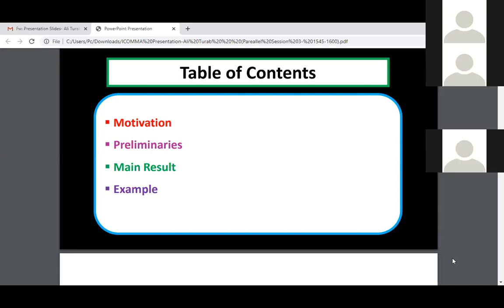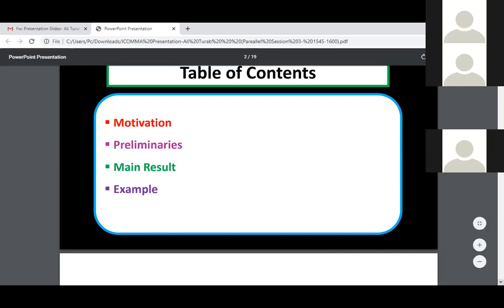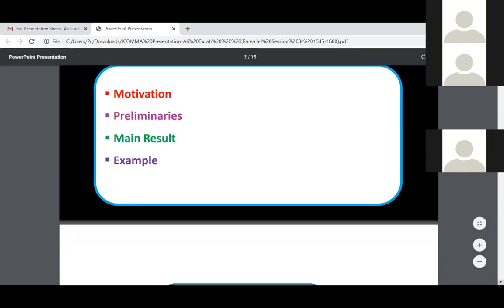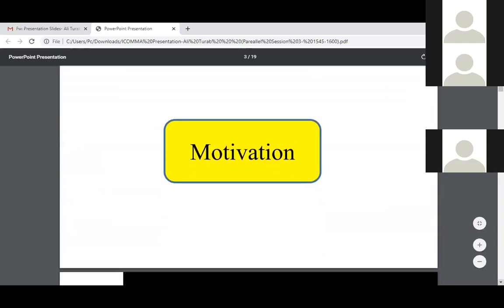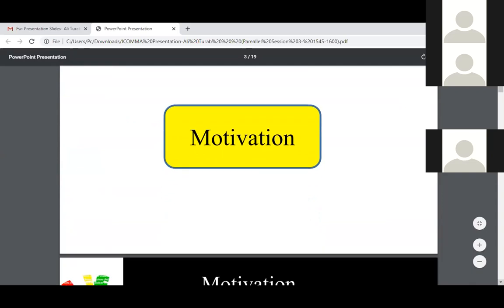Then I will move to the main result. The main result consists of one main theorem. And then in the end, I will discuss one example which shows the purity and significance of our result in this direction. So let's begin with the first section, which is motivation. I'll start this section with the famous quotation of American sociologist Martha Beck. She said that every day brings new choices.